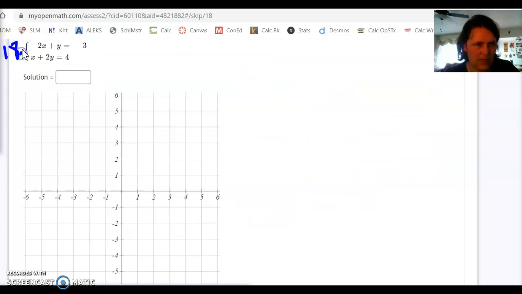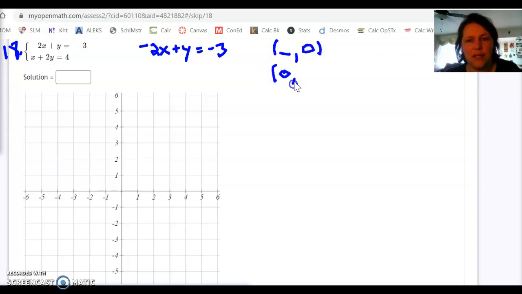Okay, this is number 18. So on this one, notice how both of our equations are written this time. Both of them are now in that standard form. So we need to find the x-intercept and the y-intercept for this one.